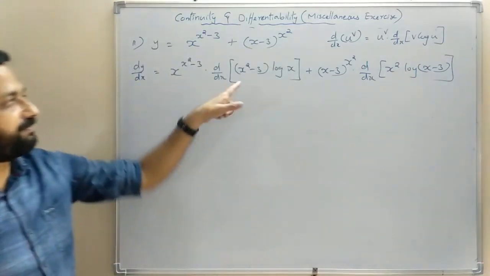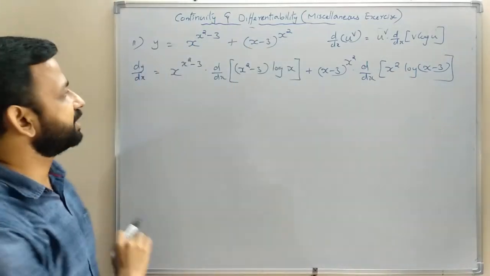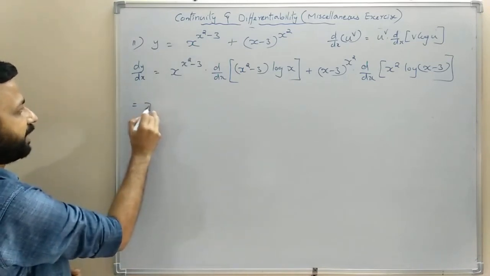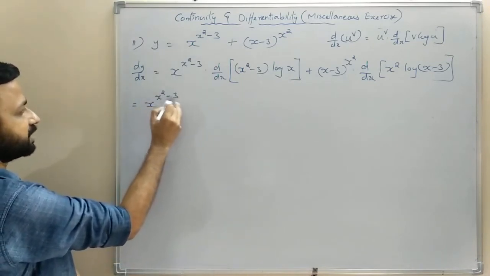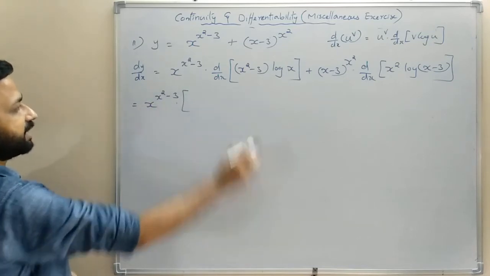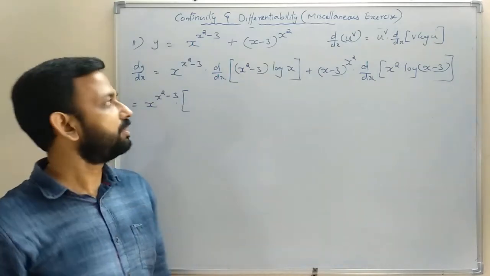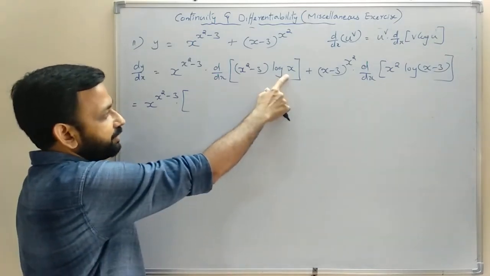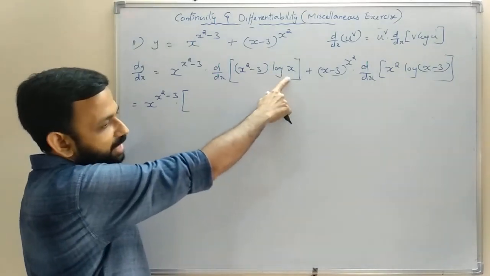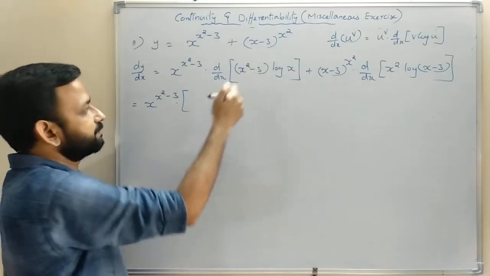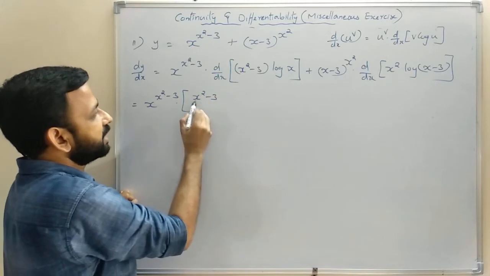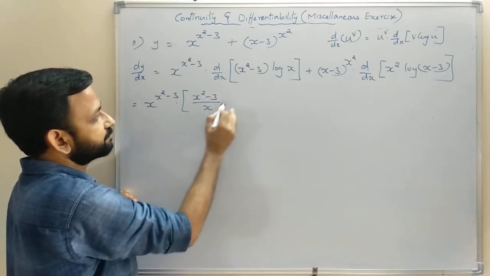So now we have to differentiate the expression inside the bracket. That is equal to same x raised to x square minus 3. Then inside the bracket we will apply the product rule. First function x square minus 3, then first function into derivative of second. X square minus 3 into derivative of log x, that is 1 by x. So x square minus 3 into 1 by x, that is x square minus 3 upon x.